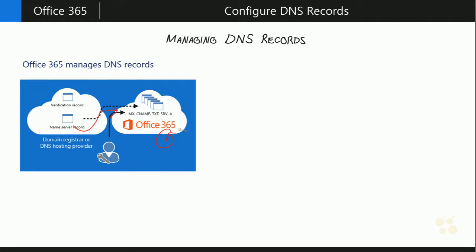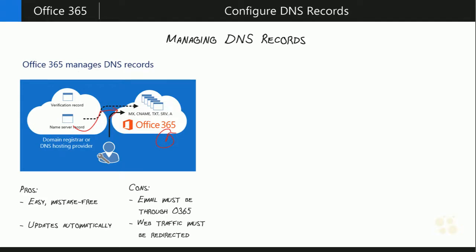So that makes it really easy, simple to do, right? If we look at the pros and cons of doing things this way, it's really easy, it's mistake-free. There's a lot of records, as you'll see in a minute. You could easily fat finger or screw up some of the intricate details of setting up these records. And if there's any changes or updates, that's going to happen automatically.